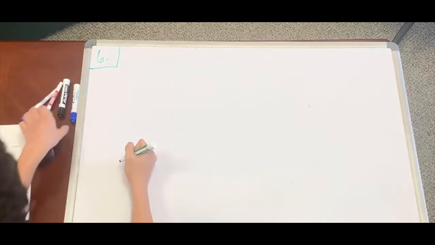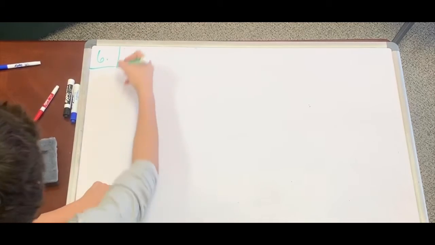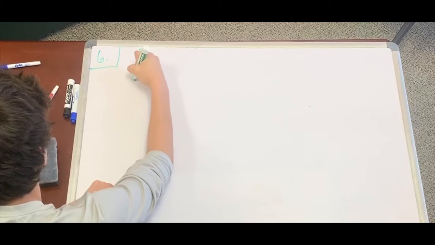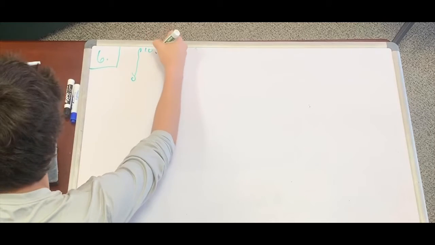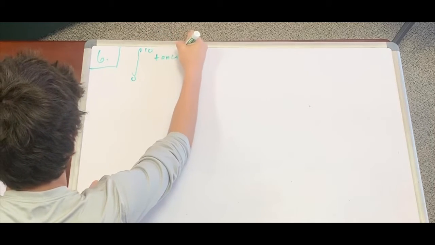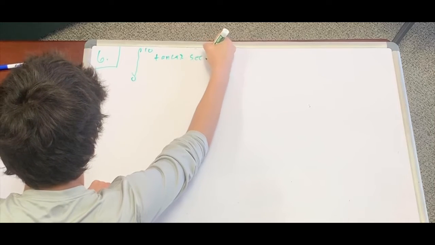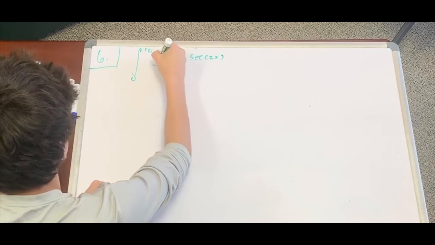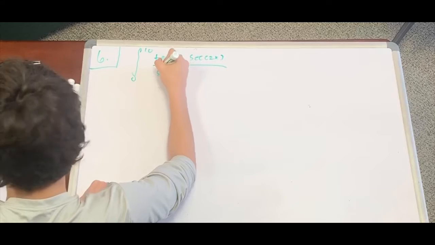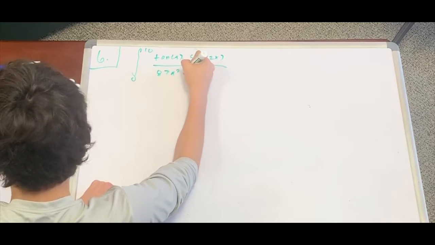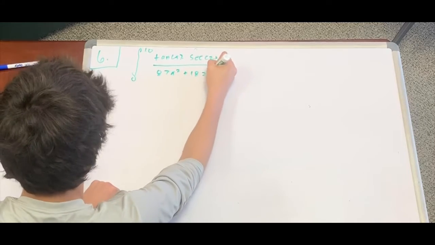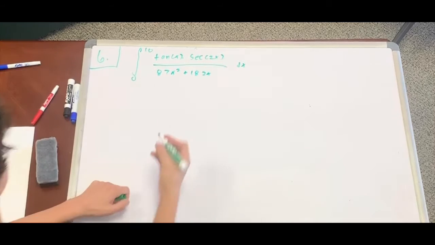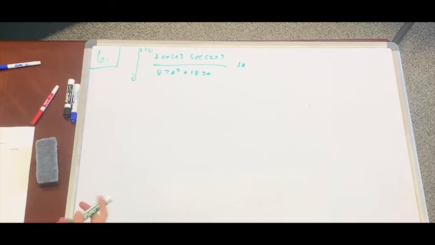which is asking us to convert this integral, so the integral from 0 to 10 of 10x times secant of 2x over 87x squared plus 2x dx. So it wants us to convert this to limit notation.